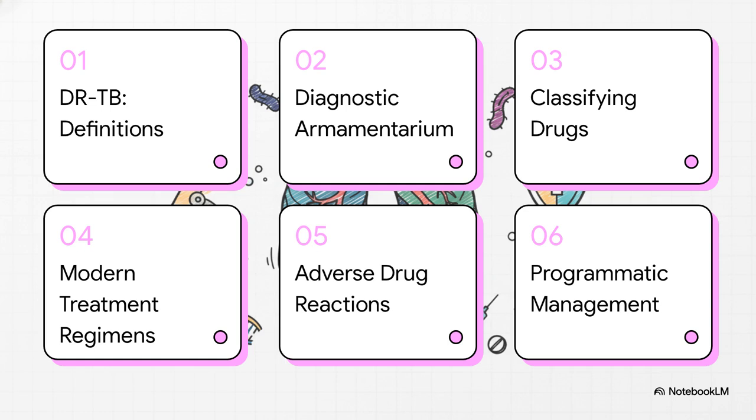We're going to tackle this in 6 logical steps. We'll start with the absolutely essential definitions and mechanisms, then walk through diagnostics, drug classifications, and the very latest treatment regimens. We'll wrap things up by covering the critical management of side effects and the programmatic care that actually ensures a cure. So let's start at the very beginning with the foundation, the definitions.